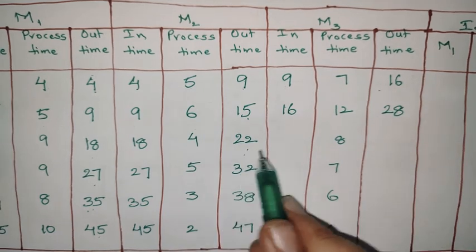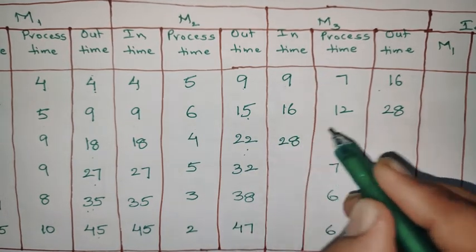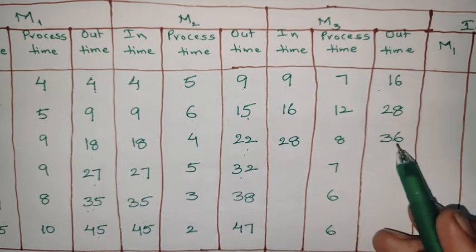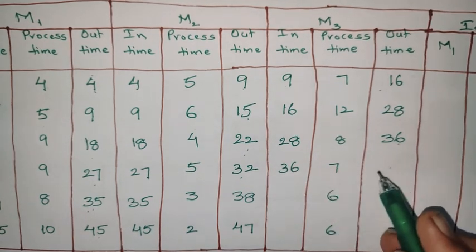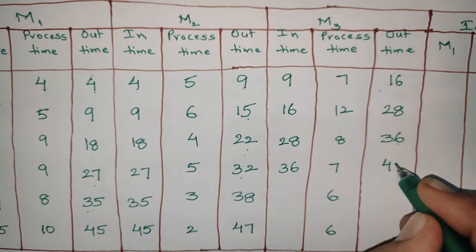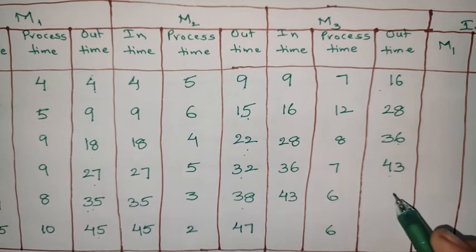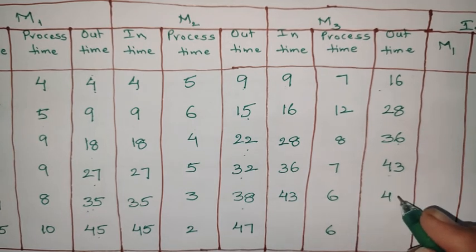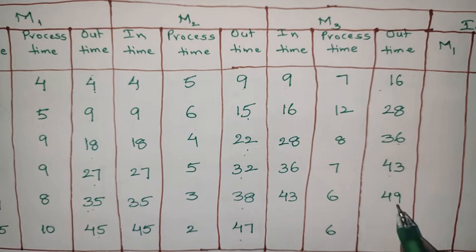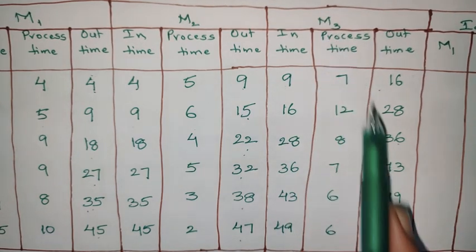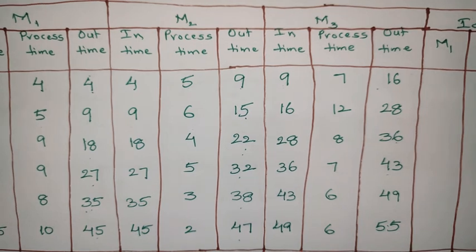Next, maximum of 22 and 28 is 28. Out time is 28 plus 8, 36. Maximum of 32 and 36 is 36. And out time is 36 plus 7, 43. Next, maximum of 38 and 43 is 43. And out time is 43 plus 6, 49. Next, maximum of 47 and 49 is 49. And out time is 49 plus 6, 55. Now, for machine M3 also the out times were calculated. So the total elapsed time is 55.